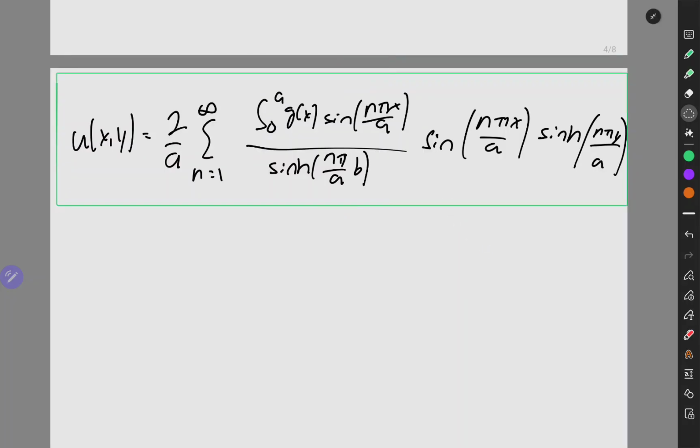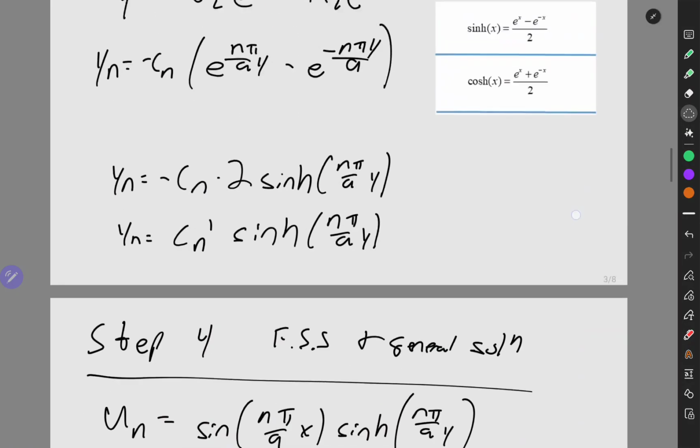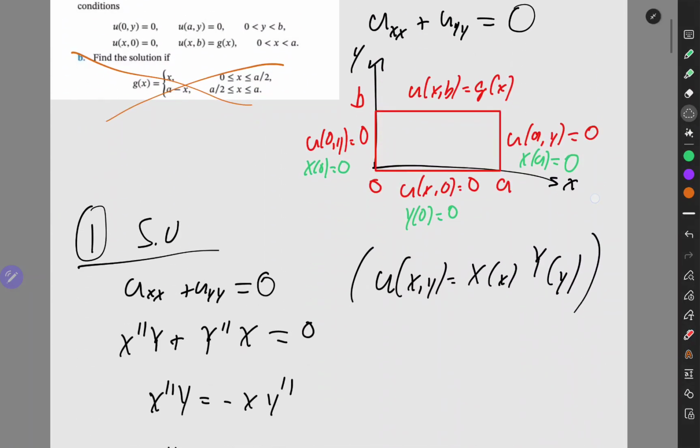So this was the case when the top of the rectangle had a different temperature. But what if the bottom has a different temperature? So believe it or not, if the bottom, I'm sorry, not temperature, but like varying solution. Let's say the bottom was equal to g of x. It changes everything. It changes everything.